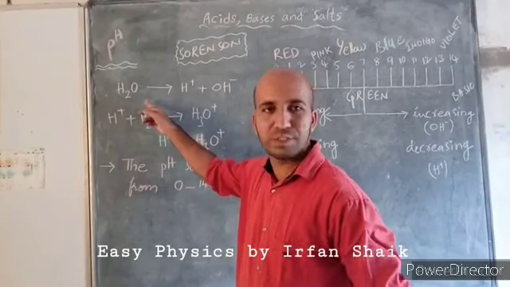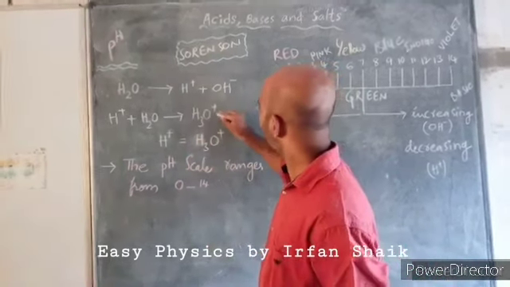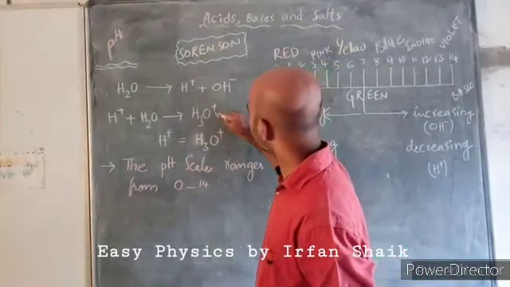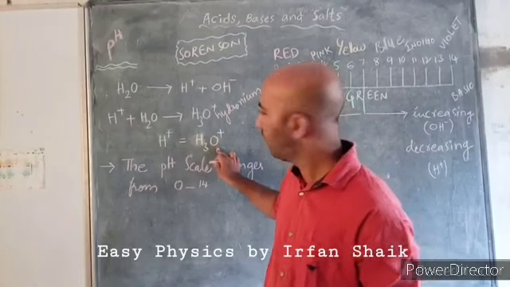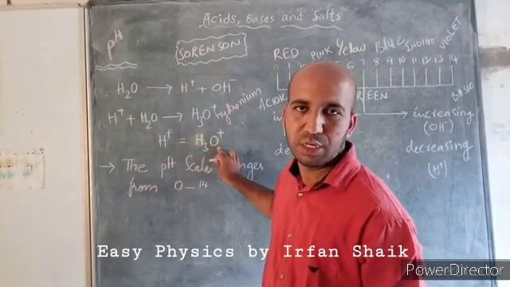Then these hydrogen ions react with another water molecule to form H3O plus ions. This ion is called the hydronium ion. So this H3O plus ion is called the hydronium ion. So in a solution, the number of H plus ions is always equal to the number of H3O plus ions. So in deciding whether a liquid is an acid or a base, the concentration of H plus ions or H3O plus ions is important.